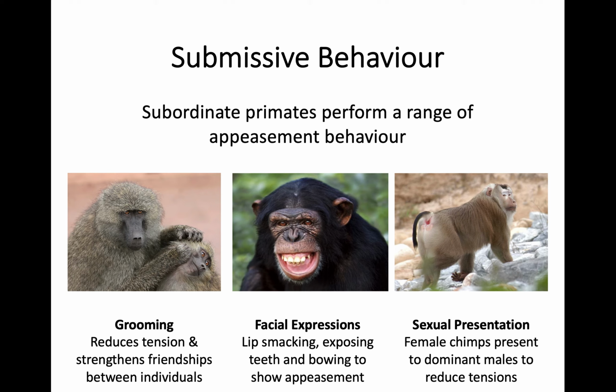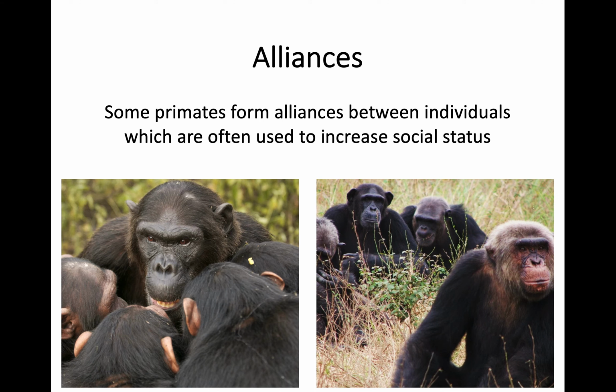And in some primate societies as well, we will see this idea of sexual presentation, where sometimes the female chimps, for example, can present themselves to dominant males in order to try and reduce conflict if the reason why a male is showing dominance over an area is for reproduction.